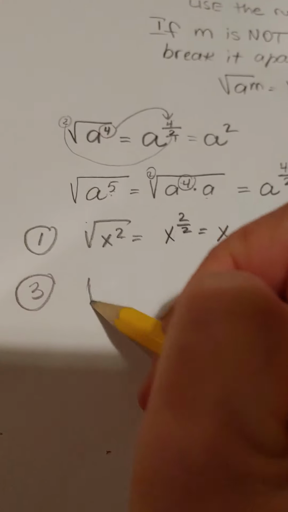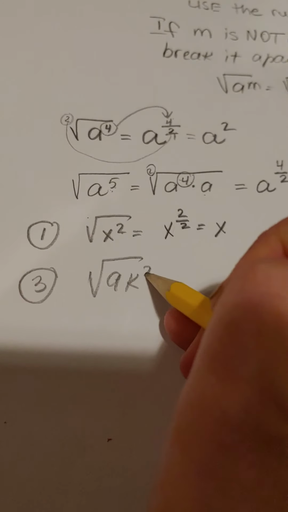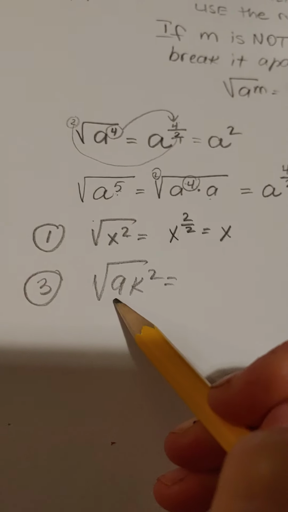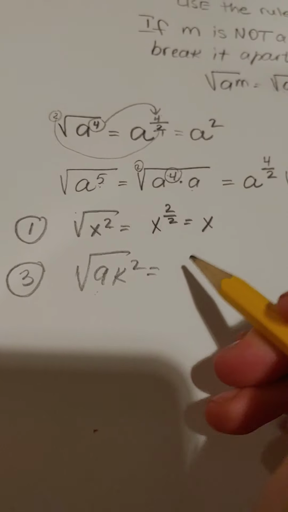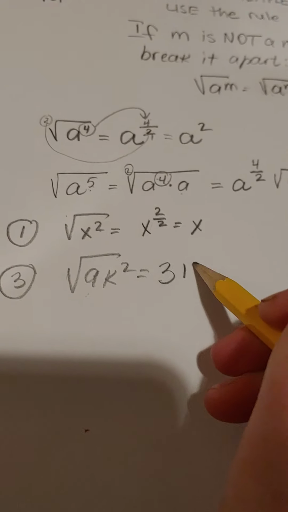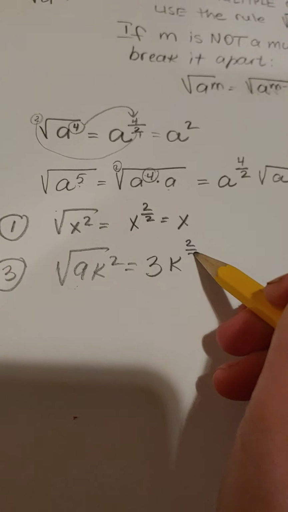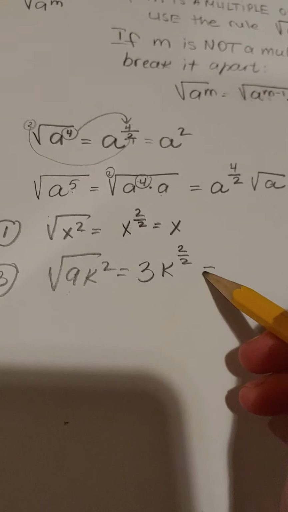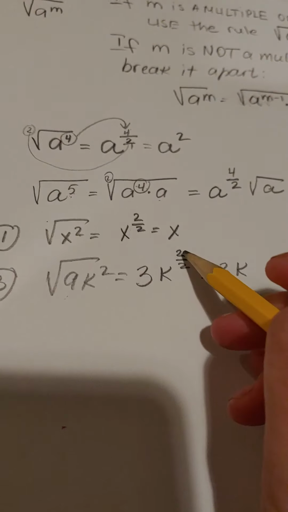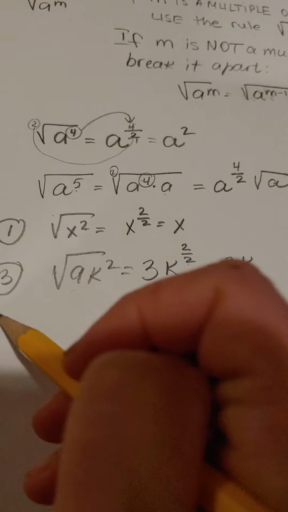Number 3, square root of 9k squared. So this is just a number. Square root of 9 is 3. And then k to the power 2 over 2. So it's actually 3k to the first power because 2 over 2 is 1.